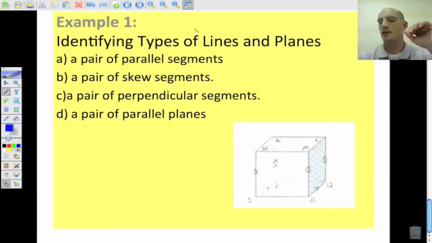So this is one that you can go ahead and do. So if you want to go ahead and start this, try this. You can use this diagram down here. I'm going to keep going through it.